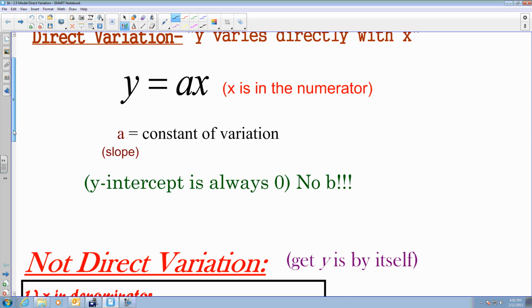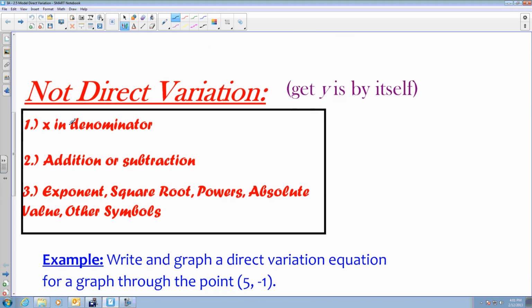And there are some stipulations that, if you look here, what do not make a direct variation. So if x is in the denominator, then it's not a direct variation. If there's any addition or subtraction which would make the y-intercept be another value other than 0, then it's not a direct variation. If there's any type of exponents, square roots, powers, absolute values, any other symbols that can be attached to our variable or other values there, then it's not a direct variation.